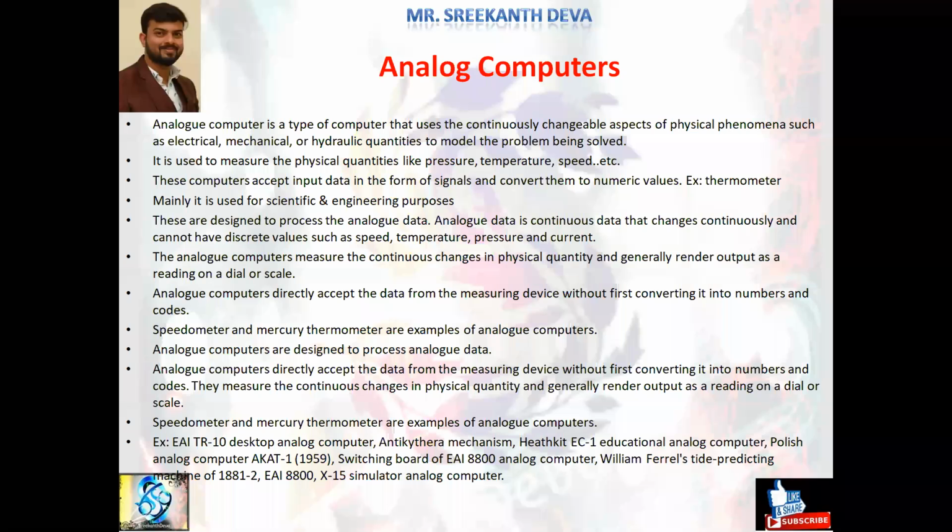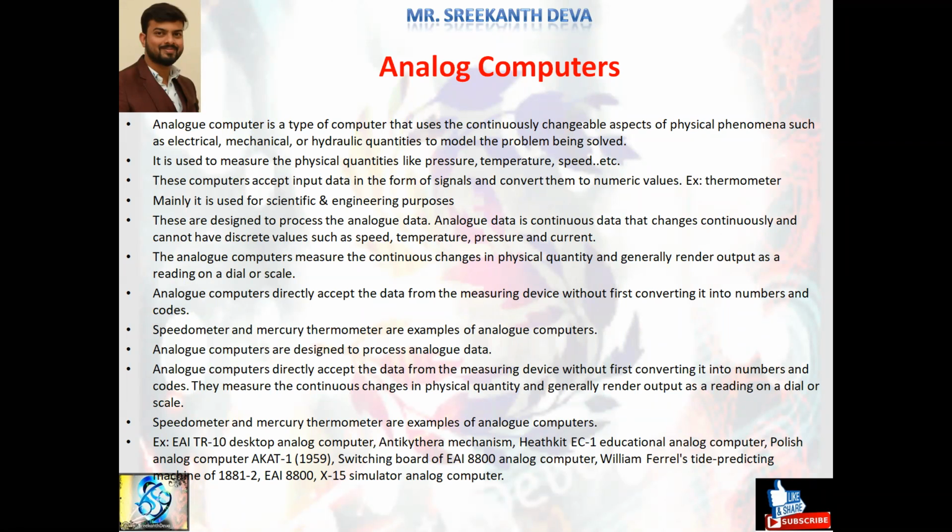Okay, the best examples are audio and video transmissions, thermometers, and speedometers. These are all examples of analog computers. Mainly it is used for scientific and engineering purposes. These are designed to process analog data. Analog data is continuous data that changes continuously and cannot have discrete values, such as speed, temperature, pressure, and current. The analog computer measures the continuous changes in physical quantity and generally renders output as a reading on a dial or scale.